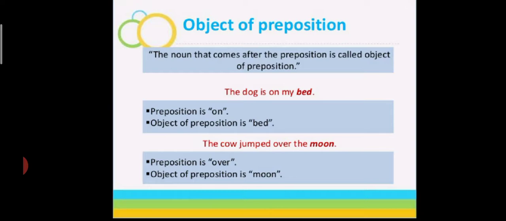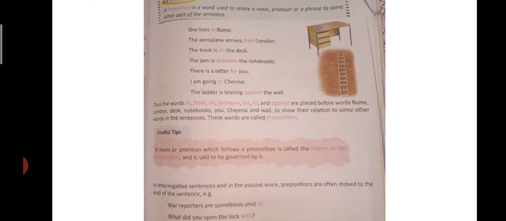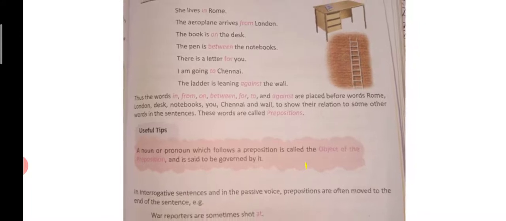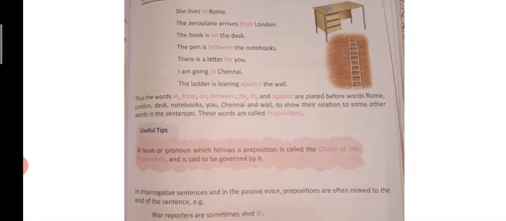So here, what is the preposition? Over. And moon is the object of preposition. So here it is saying in these useful tips, a noun or a pronoun which follows a preposition is called the object of the preposition and is said to be governed by it.